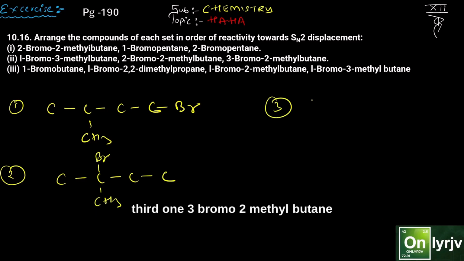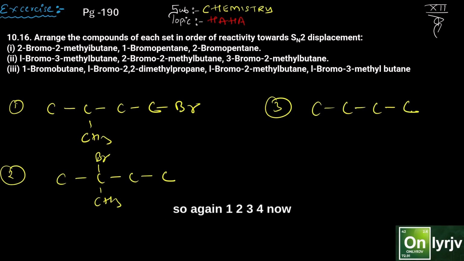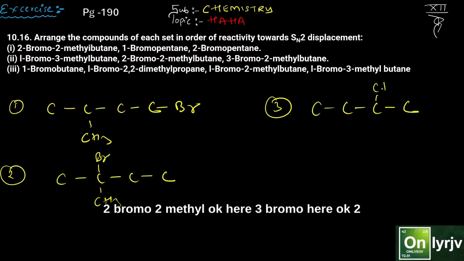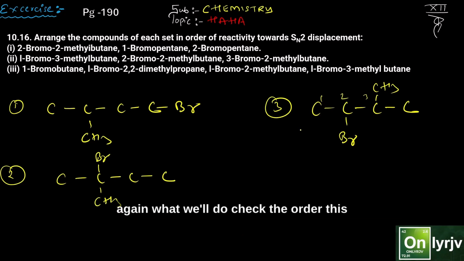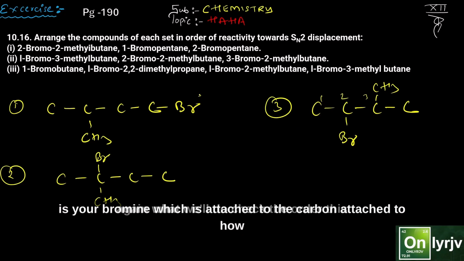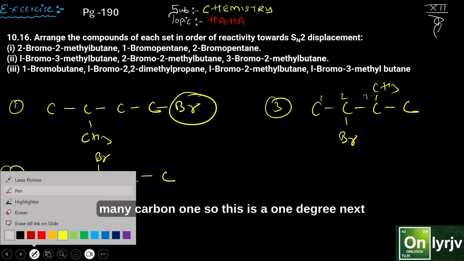And the third one, 3 bromo 2 methyl butane. So again 1 2 3 4. Now 2 bromo 2 methyl. Okay, here 3 bromo here. Okay, 2 methyl. So from here on we'll do counting. Okay, so these are the three structures. So again what we'll do, check the order. This is your bromine which is attached to a carbon, which is attached to how many carbons? 1. So this is a 1-degree.